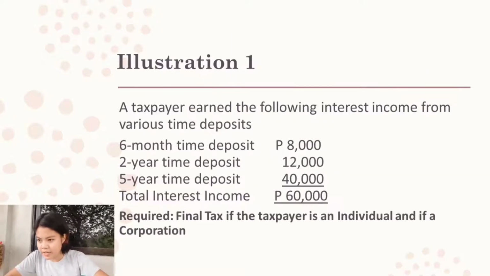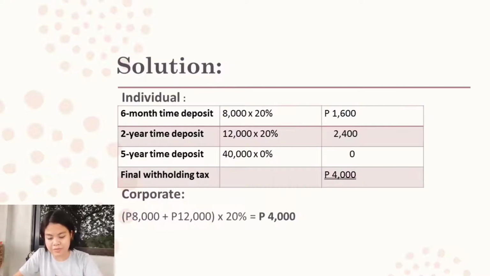So here is an illustration. A taxpayer earned the following interest income from various deposits. 6-month time deposit, 8,000 pesos. 2-year time deposit, 12,000. 5-year time deposit, 40,000. So the total interest income is 60,000 pesos. The required is the final tax if the taxpayer is an individual and if a corporation. So there will be two solutions.